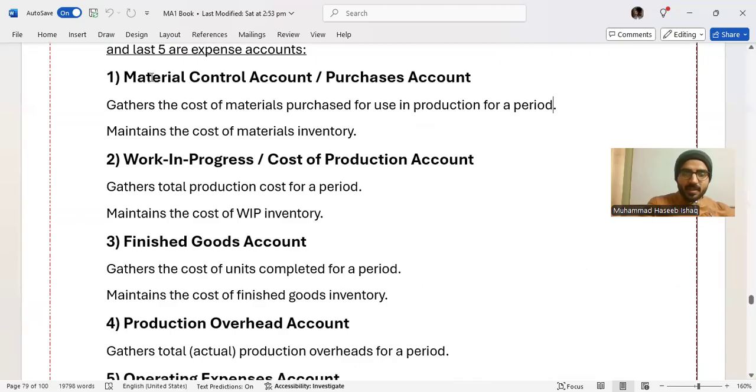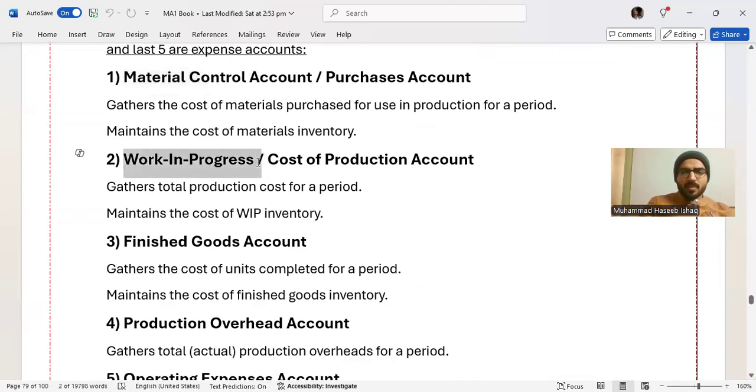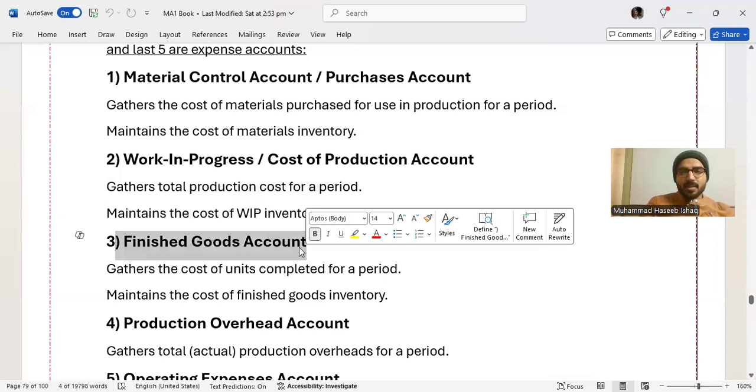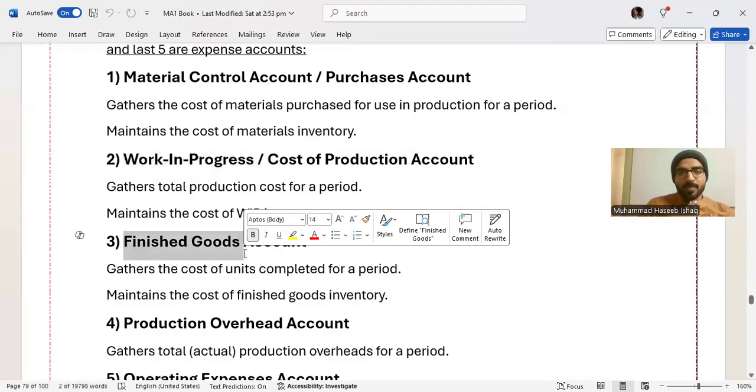So all the costs are gathered in this account related to materials, and then there is work in progress account, which gathers total production cost for a period, and then there's finished goods account. Now just note this, that all of these three accounts are asset accounts, inventory accounts, because material is a type of your inventory, right? And work in progress is also a kind of inventory, and finished goods is obviously also a type of inventory.